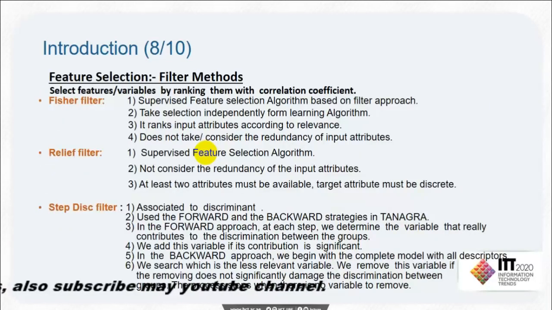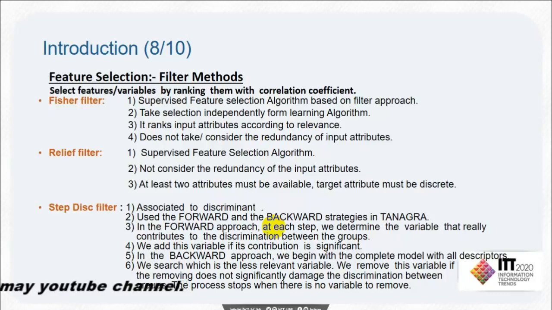Feature selection filter methods. I have used three feature selection filter methods in this research: Fisher filter, Relief filter, and step-based filter. Fisher filter is a supervised feature selection algorithm based on the filter approach, taking selection independently from the learning algorithm. It ranks input attributes according to relevance and does not consider the redundancy of input attributes. Relief filter is a supervised feature selection algorithm. It does not consider the recursive input attribute.